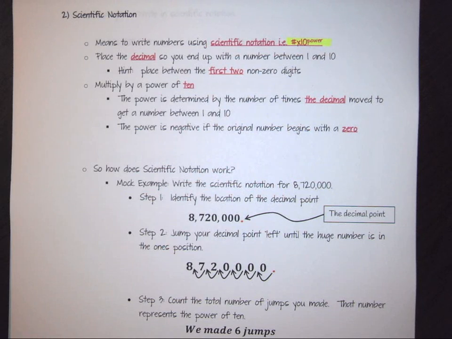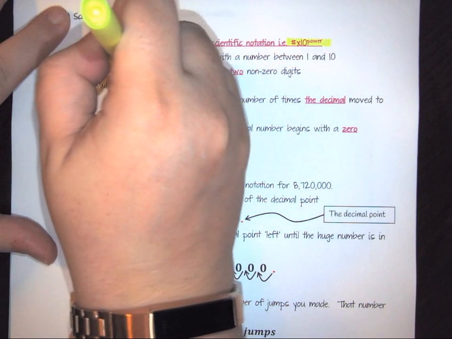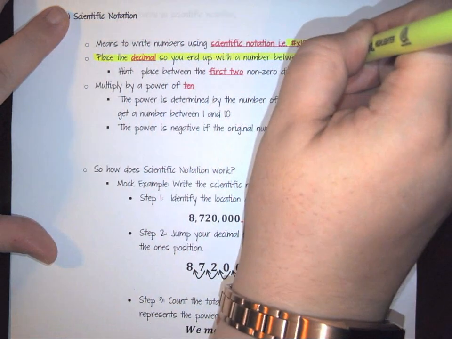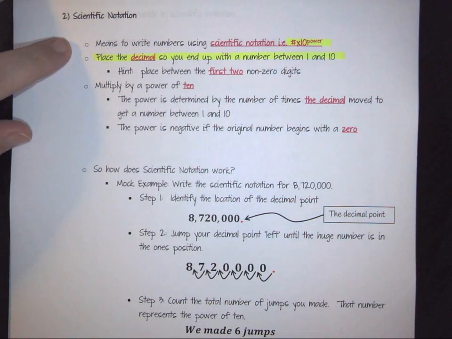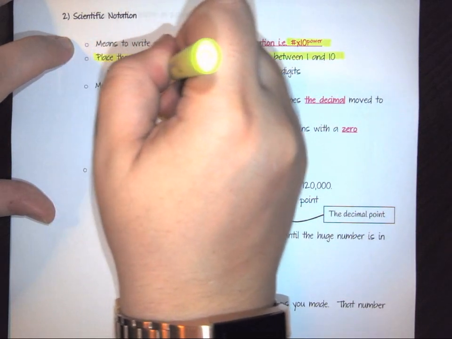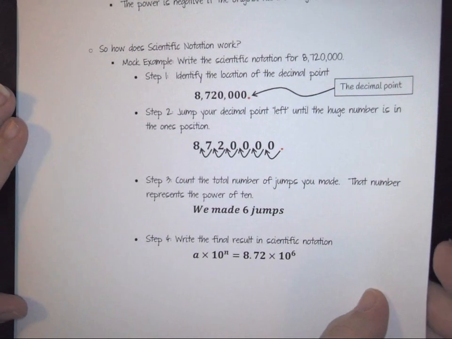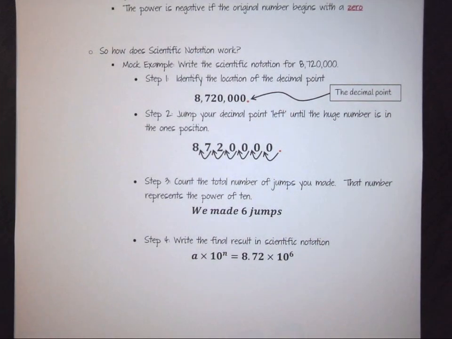Now, the other thing that we're looking at is how to put it together. So the biggest thing you have to keep in mind is when you are going into scientific notation, you need to place your decimal point so that your end result is a number between 1 and 10. The biggest hint that we have here is that means you are placing your decimal point between the first two non-zero digits. And then you have to multiply by 10 to a power, and the power is determined by however you moved. Okay?